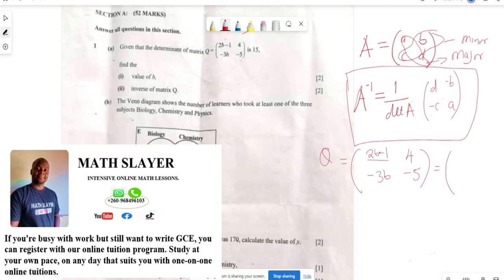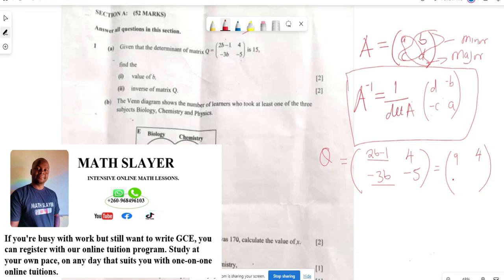When you multiply 2 times 5, what's our answer? It's 10. And then minus 1? It's 9. Have you seen? So we'll write 9 where there is 2b minus 1. And then 4, we'll write it the way it is. And then how about where there is negative 3b? What are we going to write? So we'll multiply 5 by negative 3. And what's our answer?